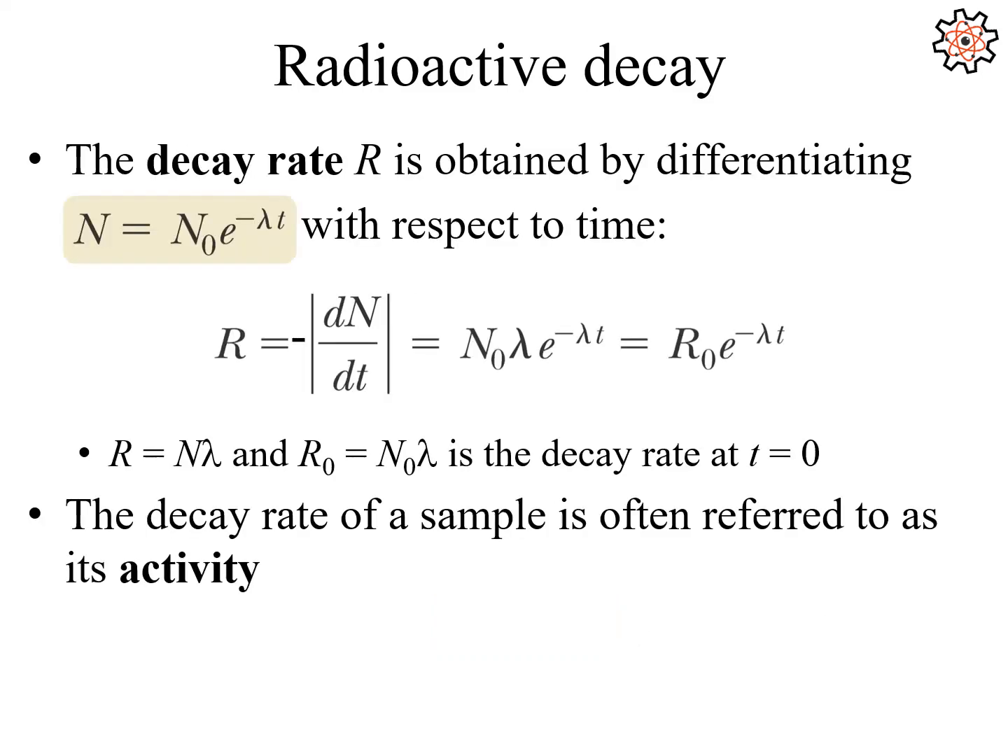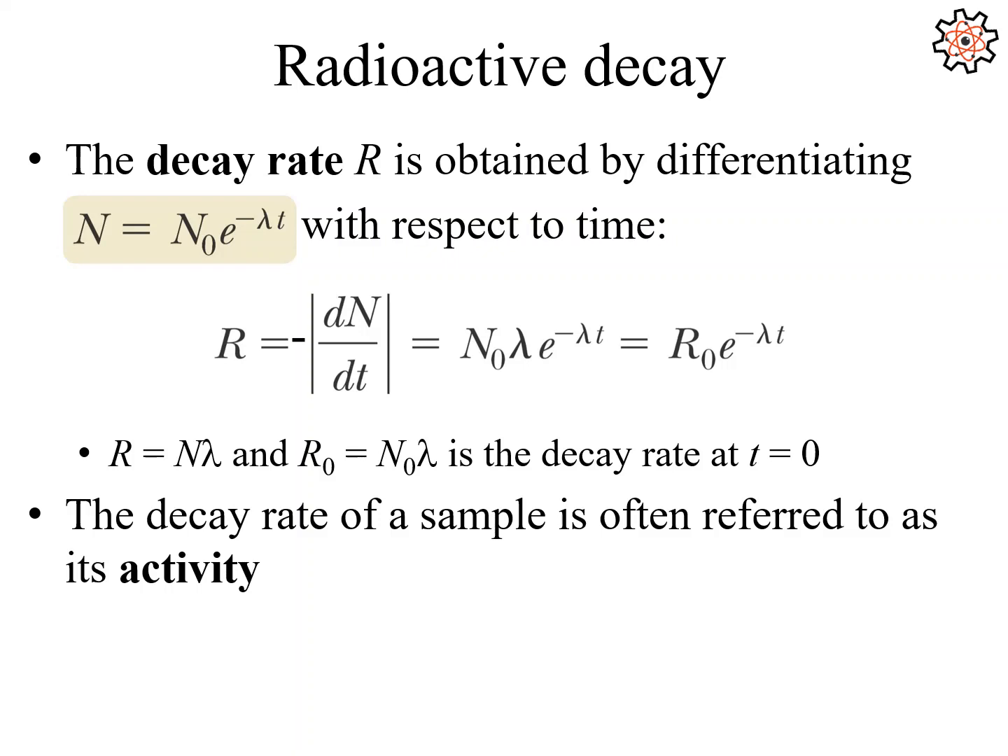We refer to a rate of decay, R, as a positive number for a sample that's decaying. So R is defined as minus the magnitude of dN/dt. And if we put in the differential of N equals N0 e to minus lambda t into that equation, we get R equals N0 lambda e to minus lambda t. So at t equals 0, e to the minus lambda t is 1, and we're left with N0 lambda. So the initial rate, R0, is equal to N0 lambda.